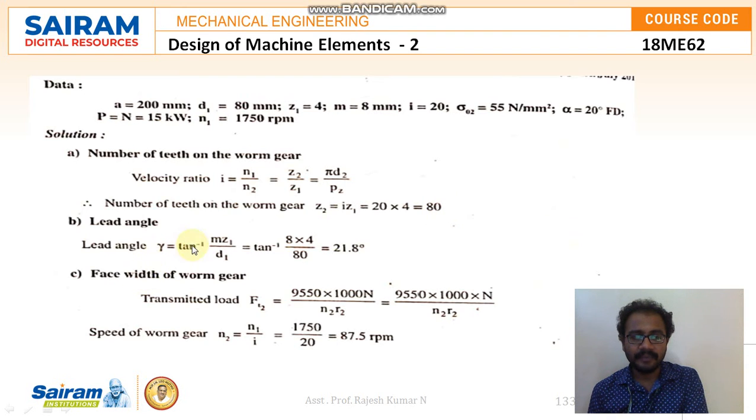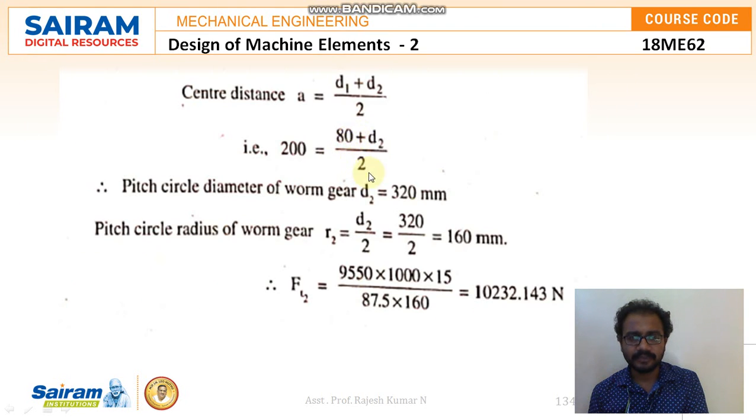And lead angle, that is tan inverse of m Z1 by D1, that is the formula we know. The m value, Z1 value, and D1 value are known. While substituting in this formula, I am getting the lead angle as 21.8 degrees. Next one is face width of the worm gear. So the transmitted load FT2 is equal to 9550 into 1000 into power divided by N2 R2, since it is from the worm gear. The N2 value I can find from the velocity ratio formula. So I am getting N2 as 87.5.